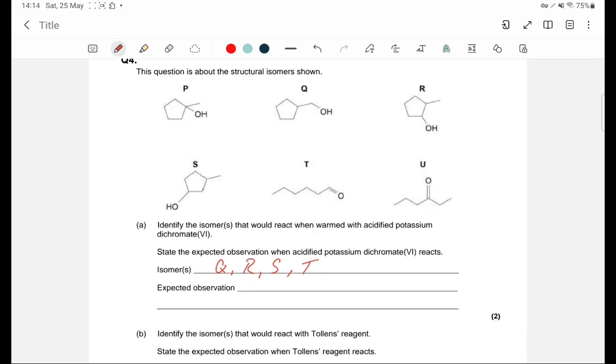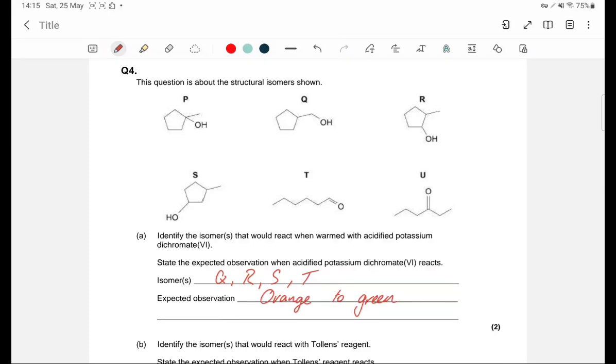In terms of the observation, the colour change is due to the change from dichromate to chromium ions. Dichromate is orange, whereas chromium 3+ ions are green. So you will see a colour change going from orange to green.